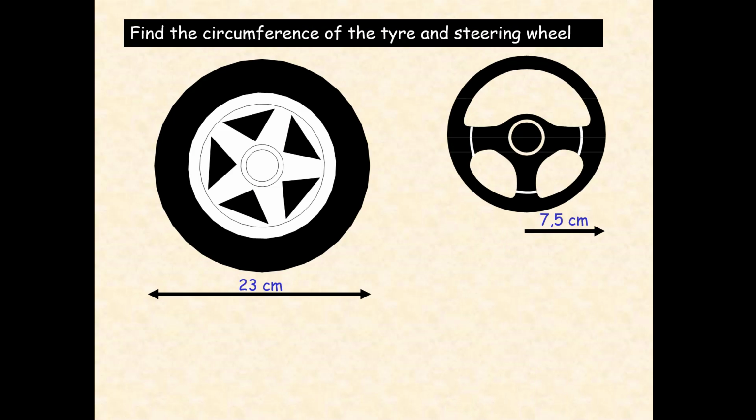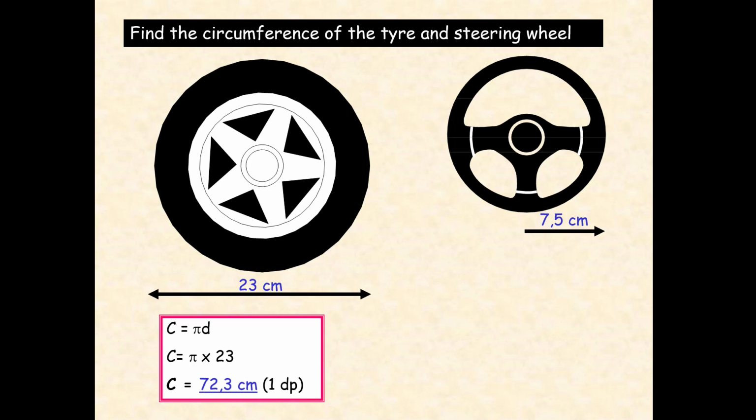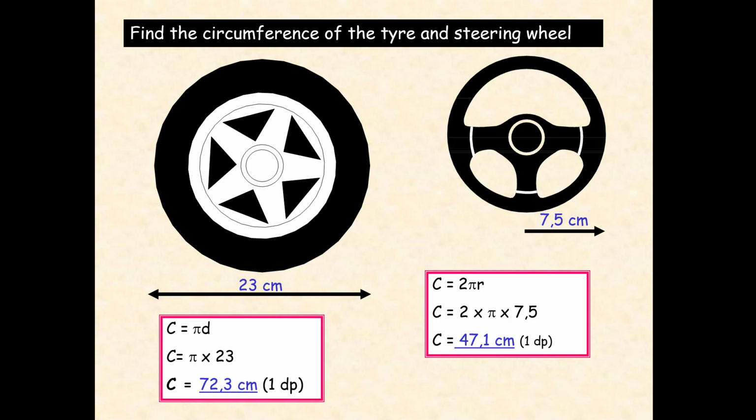In real life, let's look at the circumference of a tire and a steering wheel. In the first one, you've got the diameter. So you can just say pi times the diameter, and that is equal to 72,3 centimeters. For the steering wheel, you've got the radius, so you have to double the radius, and then times that by pi, and that is equal to 47,1 centimeters.